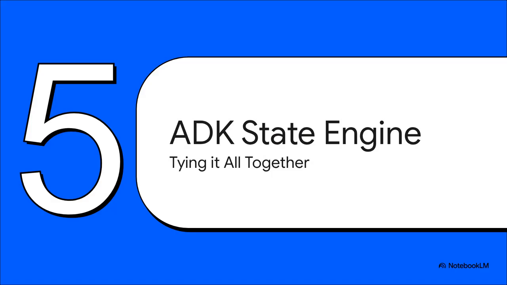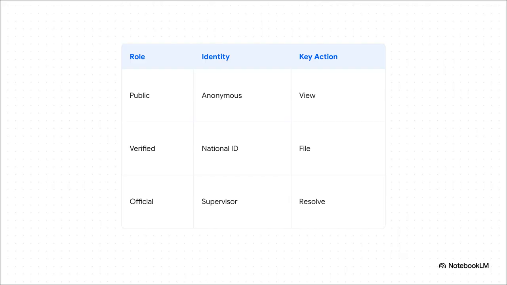All right, let's step back and summarize this in Section 5. ADK State Engine Architecture, tying it all together. This summary table is a great visual for how the ADK 2.0 state engine seamlessly adapts its entire rule set based on these specific role and identity pairings.